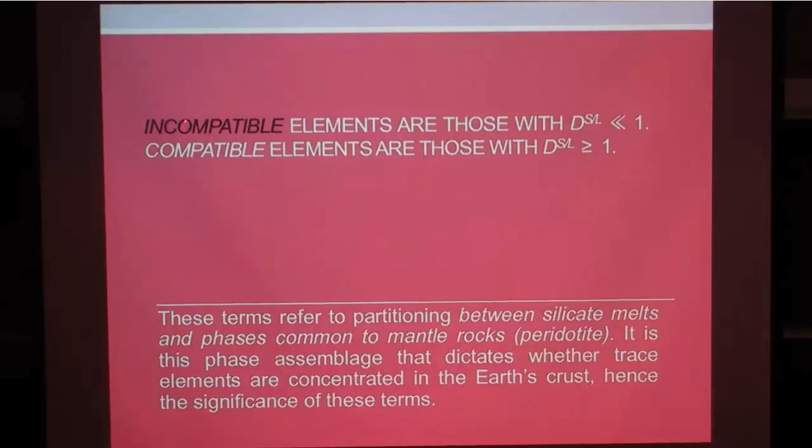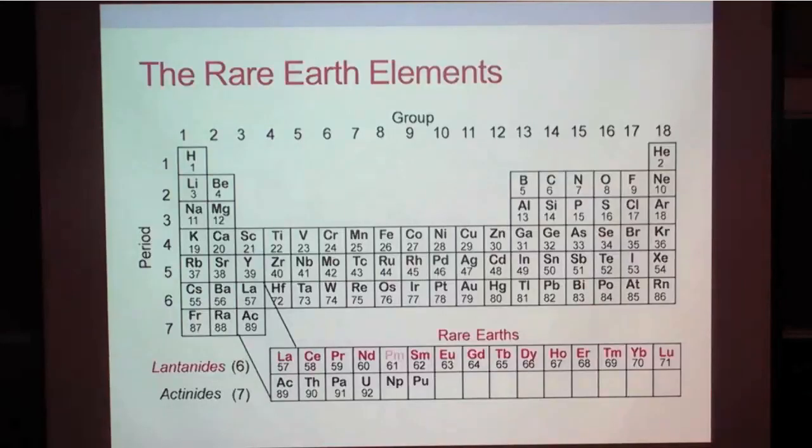Okay, so definition: we define incompatible elements as those with solid-liquid partition coefficients much less than 1. Compatible elements are those with solid-liquid partition coefficients equal to or greater than 1. And this refers to partitioning, the way geochemists typically use it, between silicate melts and phases common to mantle rocks, in other words, peridotite. It's that phase assemblage that dictates whether trace elements are concentrated into melts when the mantle melts and ultimately into the crust. Okay, and I'm going to talk a little bit about rare earths to illustrate this point.